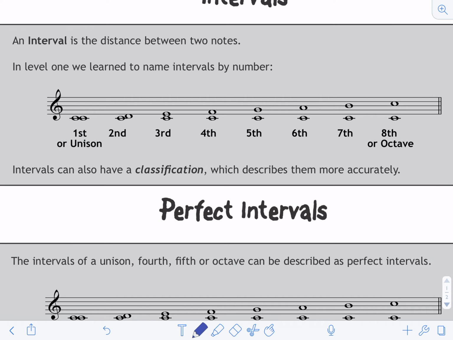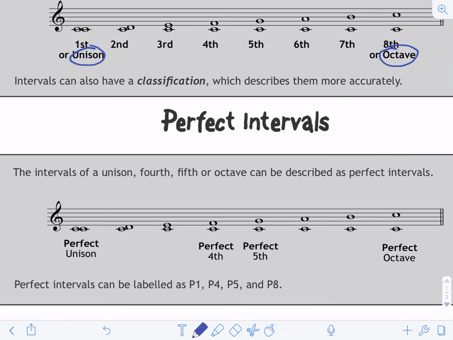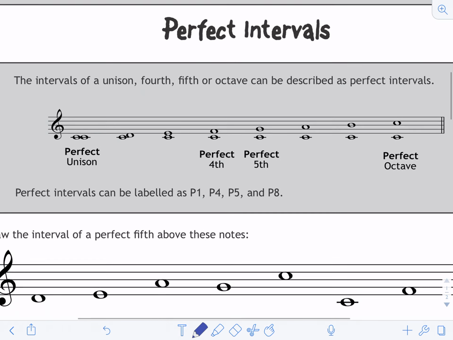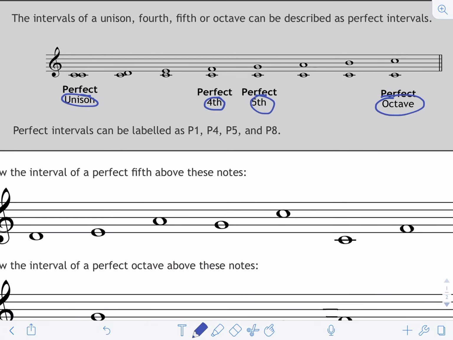And I want you guys to use the words when you have the option, so unison and octave instead of eighth and first. Intervals also have a classification, which describes them more accurately. Unison, fourth, fifth, and octave are all perfect intervals. Those are just the ones that we have to remember. So do to do is perfect, do to fa is perfect fourth, do to sol is a perfect fifth, and do to high do is a perfect octave. And the way we label them is just a P1, P4, P5, P8.